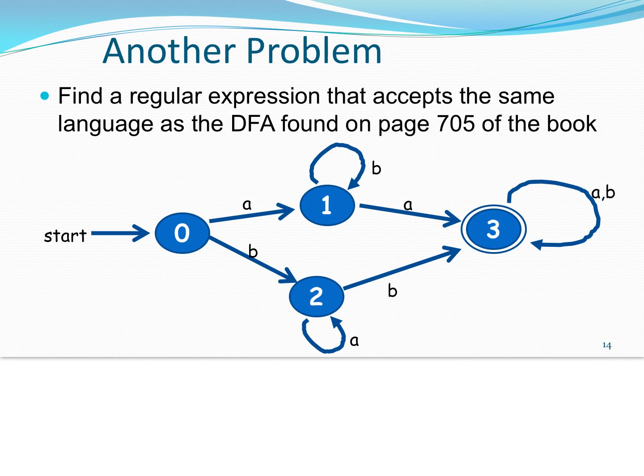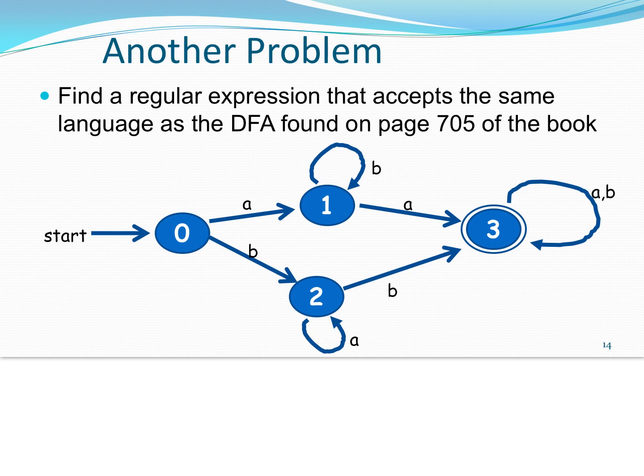Okay, one more problem. Find a regular expression that accepts the same language as this DFA. Right, so here's a DFA found on page 705 of the book. So let's see, what does it accept? If we look at this thing, start here, and if you take the A path, it looks like it's a single A, followed by as many B's as you want, followed by an A, followed by as many A's or B's, right? And state 3 is an accept state. That's our only accept state if you look.